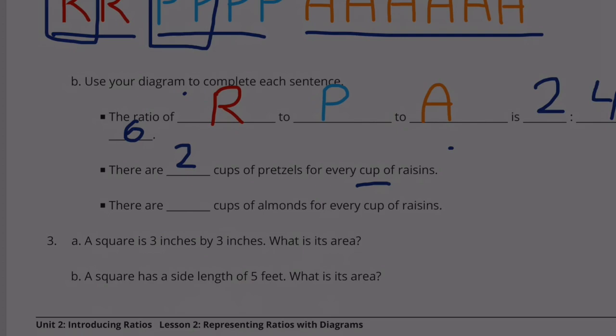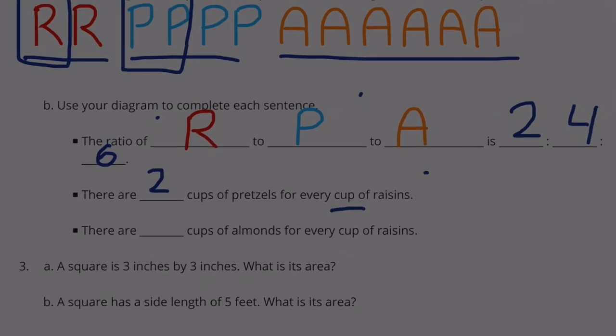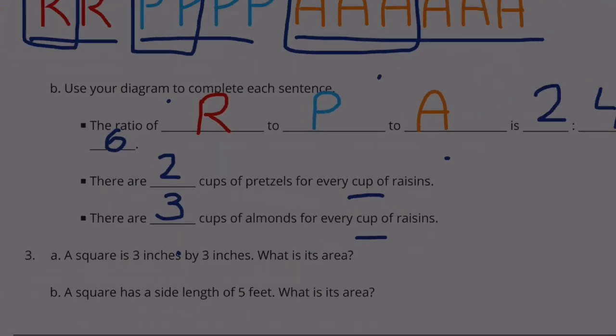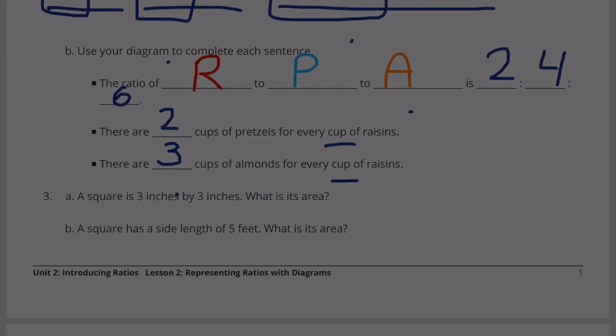There are blank cups of almonds for every cup of raisins. So again, this is singular, for every cup of raisins. So if we took 1 cup of raisins, that's half the cups. So let's take half the cups of almonds. That would be 3. There are 3 cups of almonds for every cup of raisins.